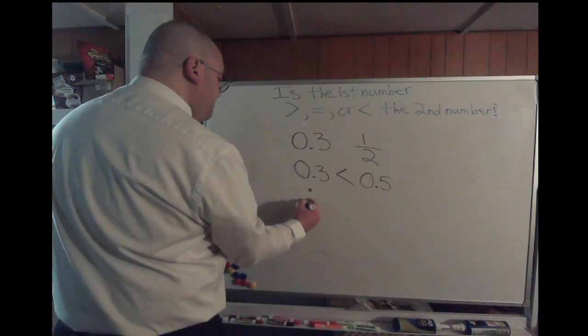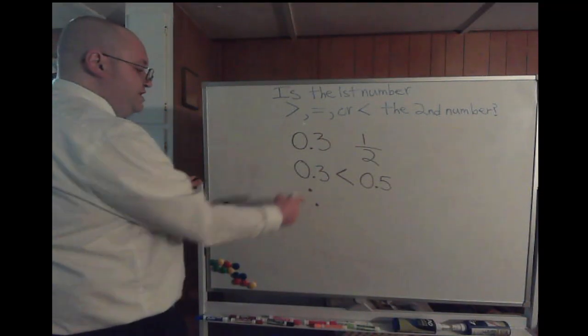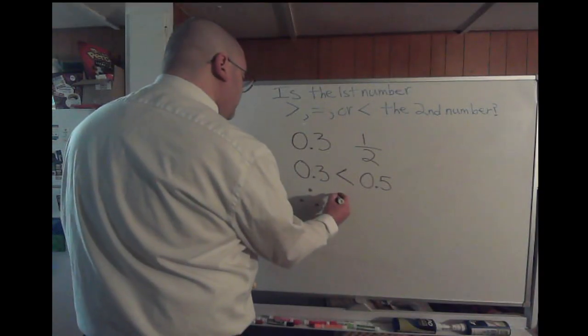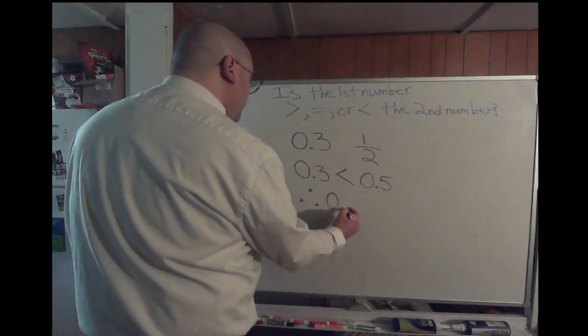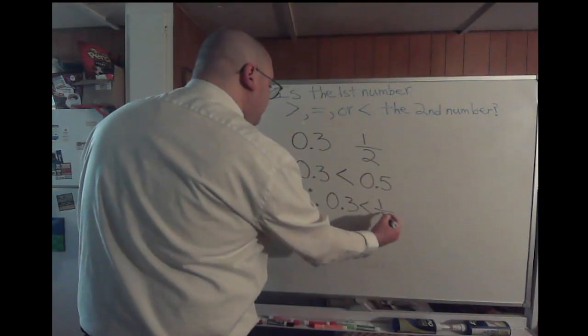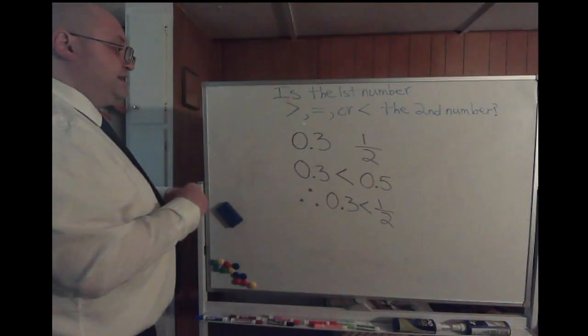So you would say, therefore, those three dots arranged in a triangle pattern mean therefore. So therefore, 0.3 is less than 1/2. Alright, so yeah, 0.3 is less than 1/2.